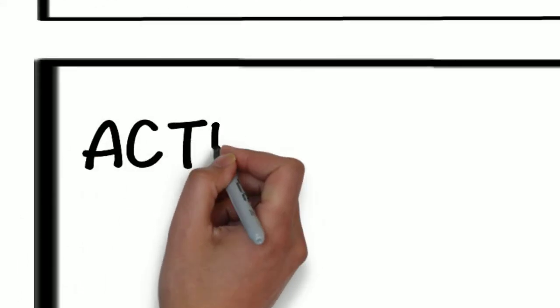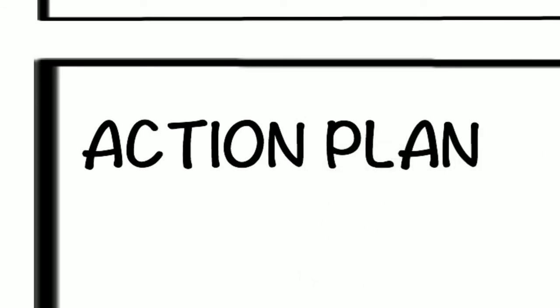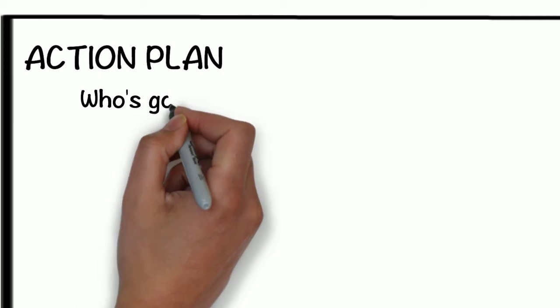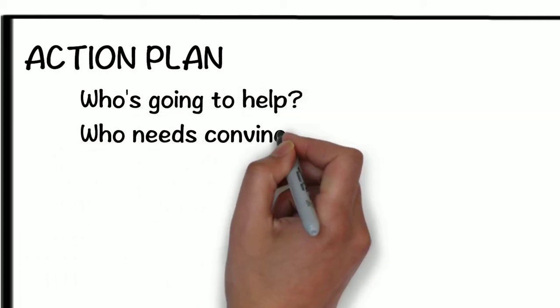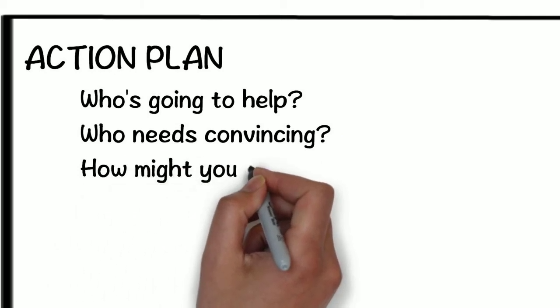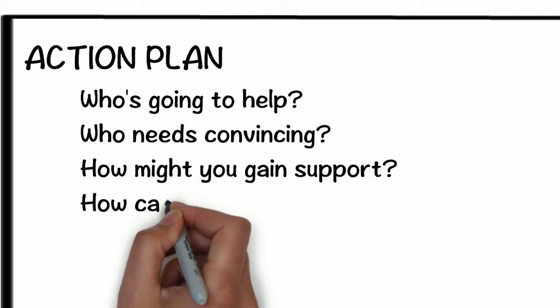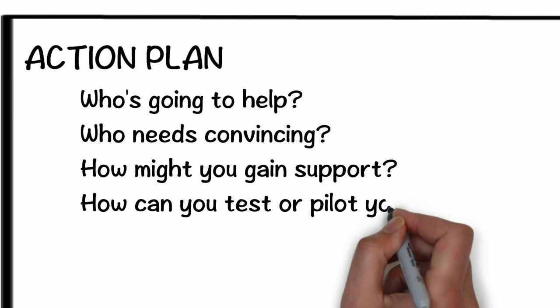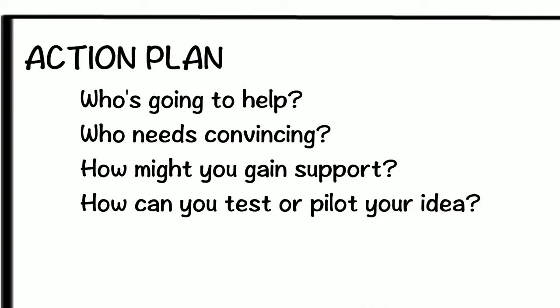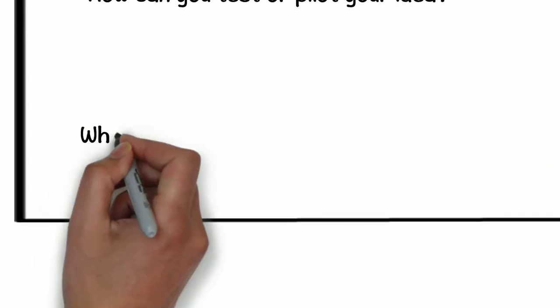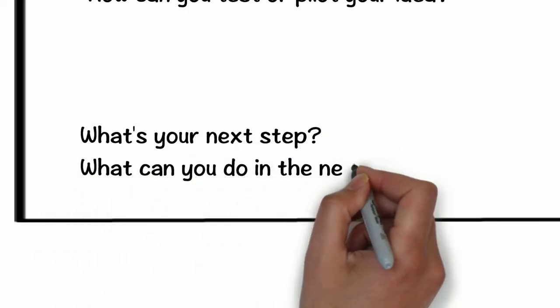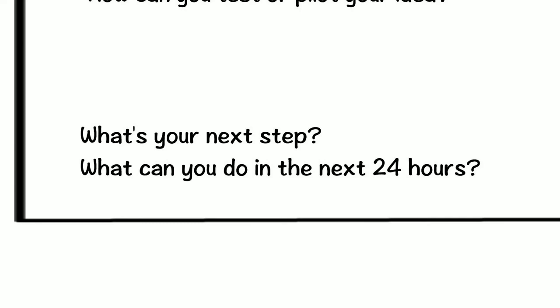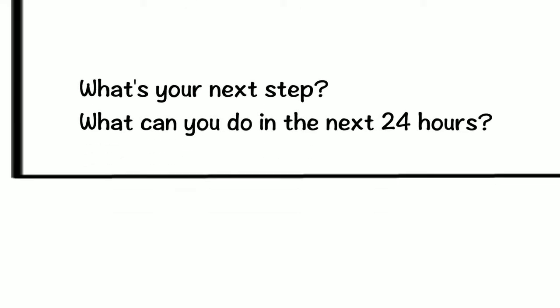And of course, with any creative process, it's not just ideas, it's also about action. You need to have an action plan. So you may be asking yourself questions like, who's going to help us with this? Who's going to need convincing? How might we gain support for this? How can we test it or pilot it on a small scale? There's all sorts of questions you could ask at this stage, but crucially, what's your next step? What can you do in the next 24 hours? Because creative process is all about getting momentum behind ideas.